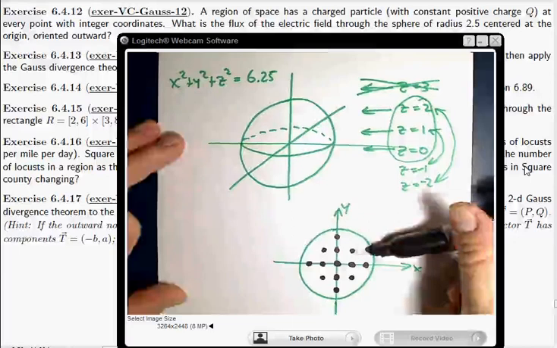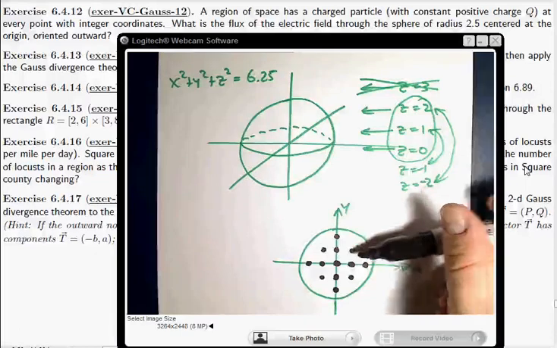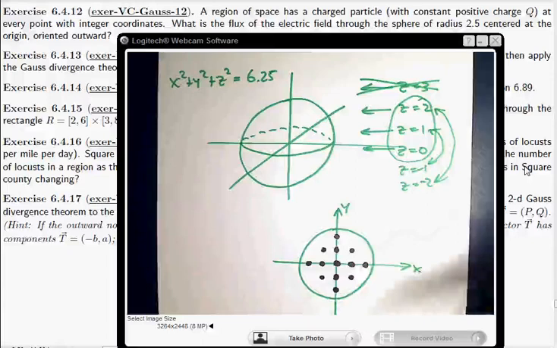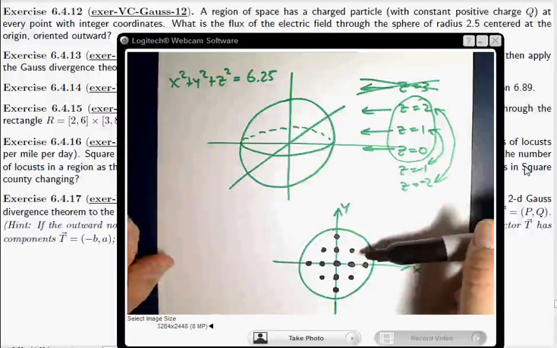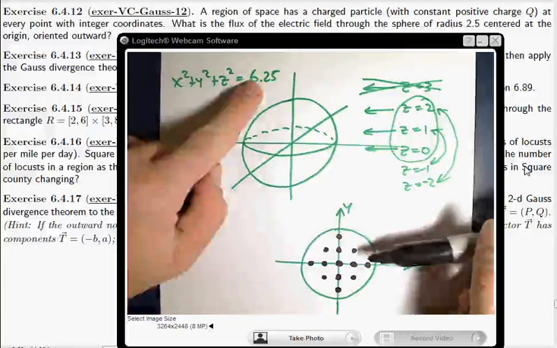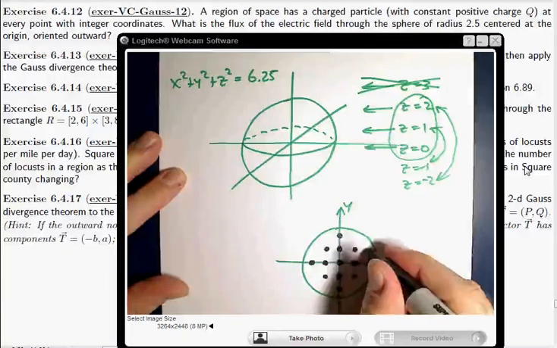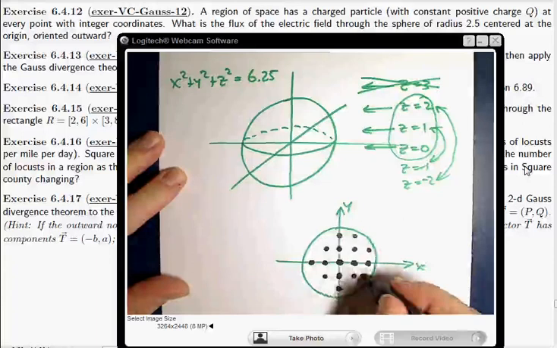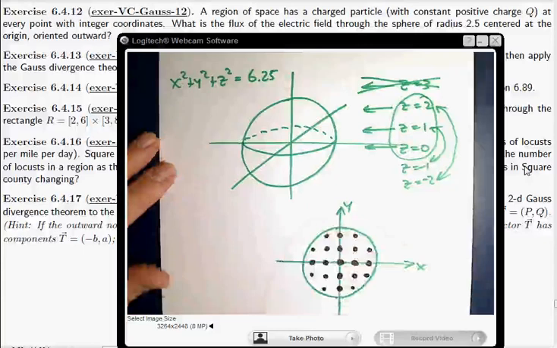What about this point? This is a close call, like 1, 2. Is that in this circle or not? In other words, is its distance from the origin more or less than 2.5? Well, the distance is the square root of 5. You could pull out a calculator, or you could take a different point of view: the square root of 5 is clearly less than the square root of 6.25. It's like 2.2 something, as I recall. So that's in, and that means so is that one, and that one, and that one, and that one, and that one, and that one, and that one.